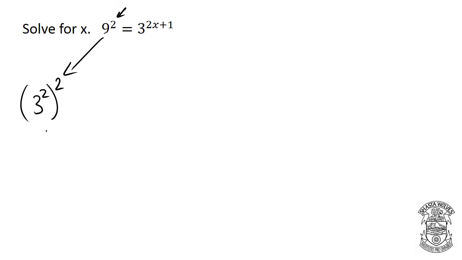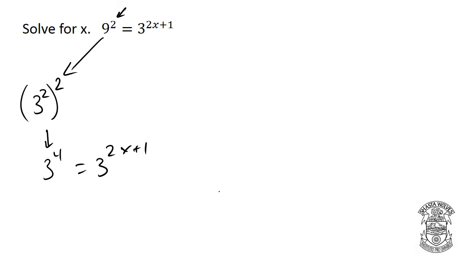Now if I was to simplify that, 3 squared squared is equivalent to 3 to the 4th power. There's 2 factors of 3 squared, 3 squared, 3 squared, 4 factors of 3, 3 to the 4th. Now that equals, on the other side, 3 raised to the 2x plus 1. The only way that these two quantities can be equal to each other, because they have the same base, is if their exponents are equal to each other. So that's the technique we've discussed this year.